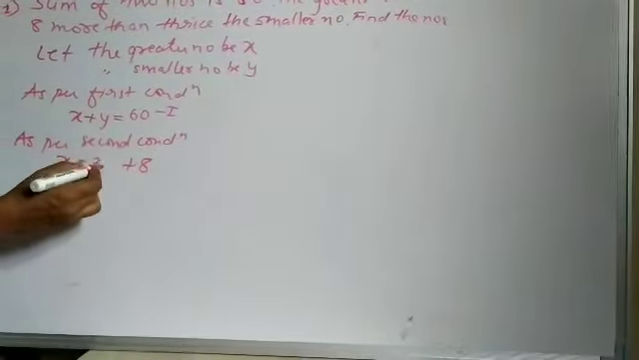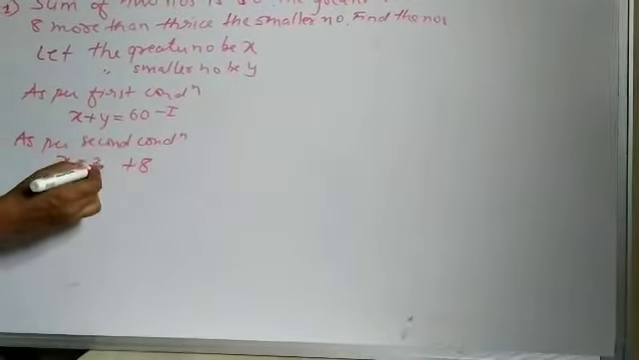This is the way you have to frame the equation. The greater number is 8 more than thrice the smaller number. So rearrange this: x minus 3y is equal to 8. This is equation number 2. Now observe equations 1 and 2. You can use any method to solve these two equations. So I am taking the equating the coefficient method.